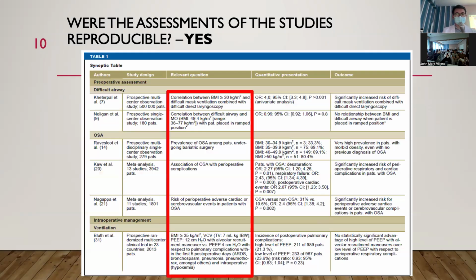For the next question, we have, were the assessments of the studies reproducible? The answer was yes. Namely, authors of systematic reviews decide on many things, which are those that, namely, which studies to include, how valid these studies are, and what data to extract. Under relevant question, you can see that there are multiple papers with the same line of questioning that arrive at a similar outcome, of which are based on three categories we see, namely difficult airway, OSA, and ventilation. Multiple papers with the same topics that address the same outcome based on the data extracted of which such categories are exemplified.